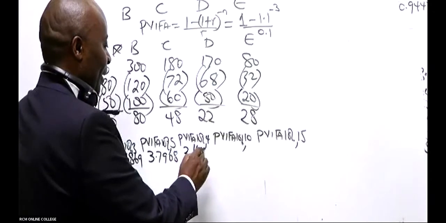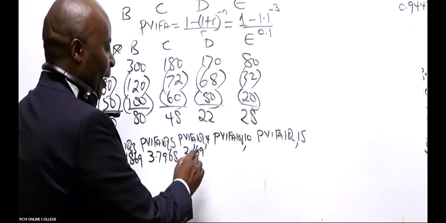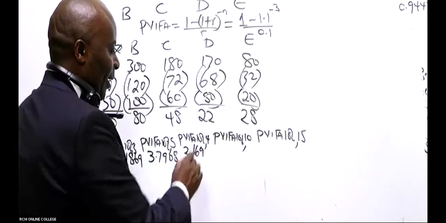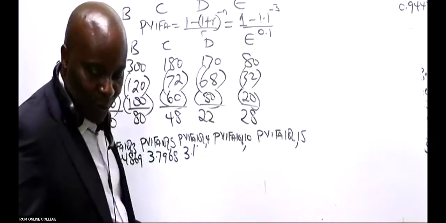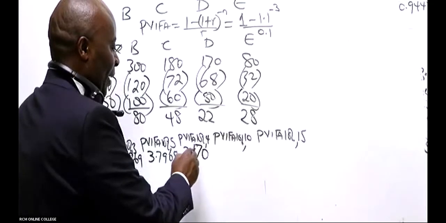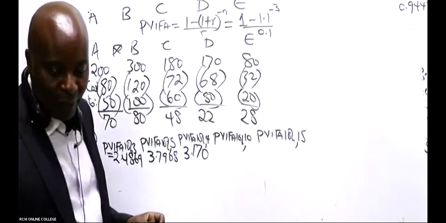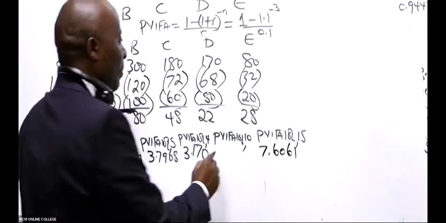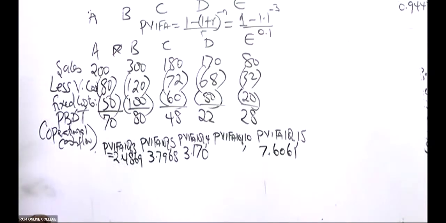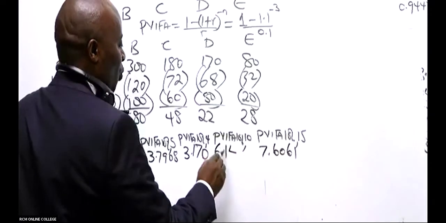3.169. 3.16. 3.170. How about in this case here? For E, I'm being told it's 7.6061. E, 6061. How about D? D for dog. 6.1. 6.1.